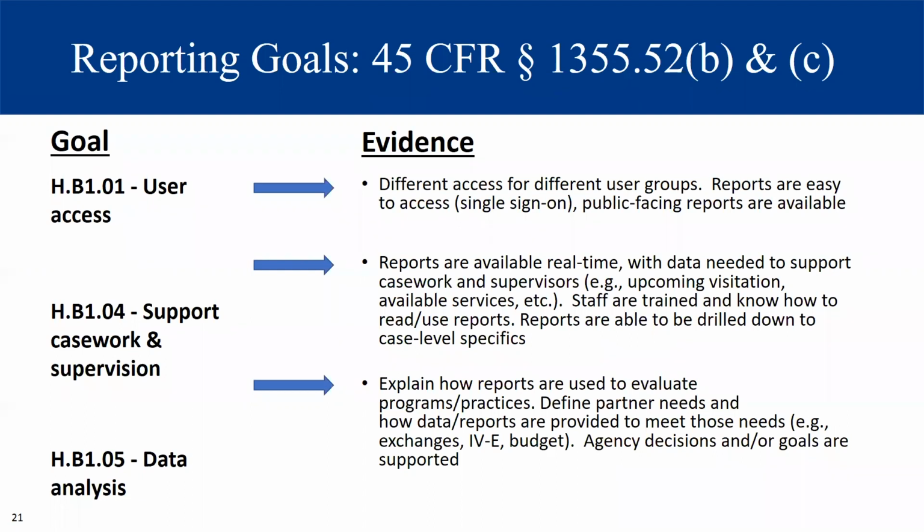This is typically demonstrated with sample reports and examples of data analysis using CCWIS data to measure program priorities, such as effective resource allocation and emerging issues such as disproportionality in foster care. When discussing evidence, good questions to ask are, how are the reports used to evaluate programs and practices? Do all partners have the reports that they need, like for exchanges and in 4E and budget? What agency decisions or goals are supported?